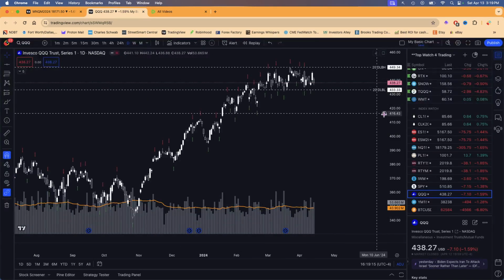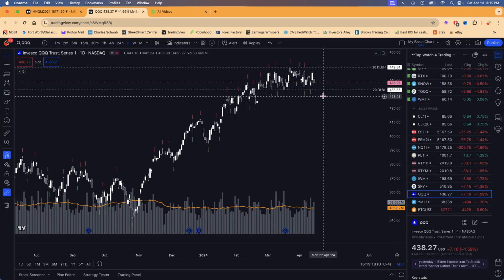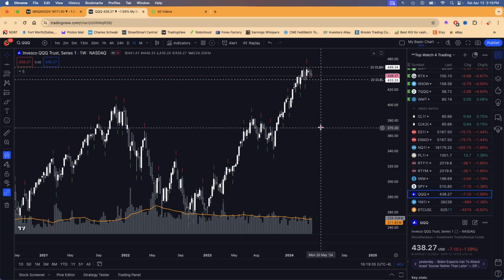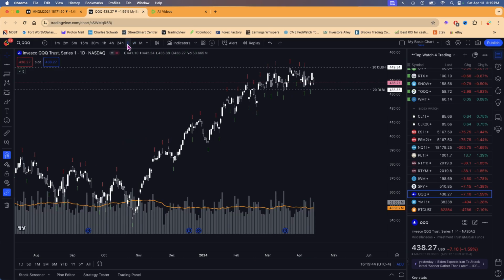Cut down to the daily. There's really not a lot to do here because it doesn't change anything, so to speak. So yeah, the daily doesn't really change anything because it's just days inside of the weeks or the weekly candles that we just charted. So I like to go down to 4 hour next.